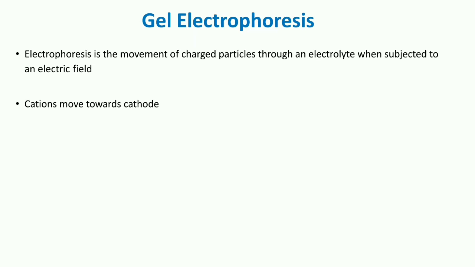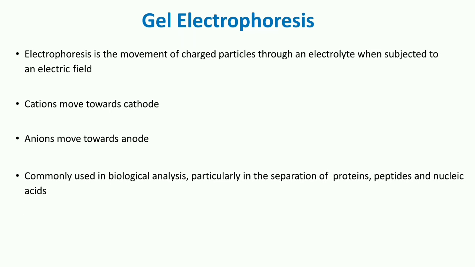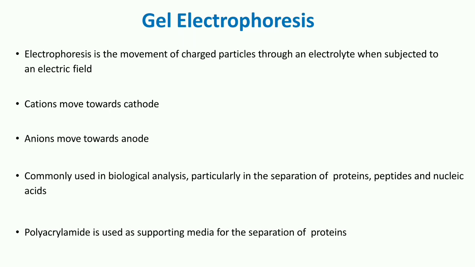This movement of molecules under electric current is mainly due to the presence of two electrodes, the cathode and the anode. So as a general principle, the cations mainly migrate towards the cathode, whereas the anions move towards the anode. Gel electrophoresis is commonly used in biological analysis, particularly for separation of proteins, peptides, and nucleic acids. Polyacrylamide is used as a supporting medium for separation of proteins.